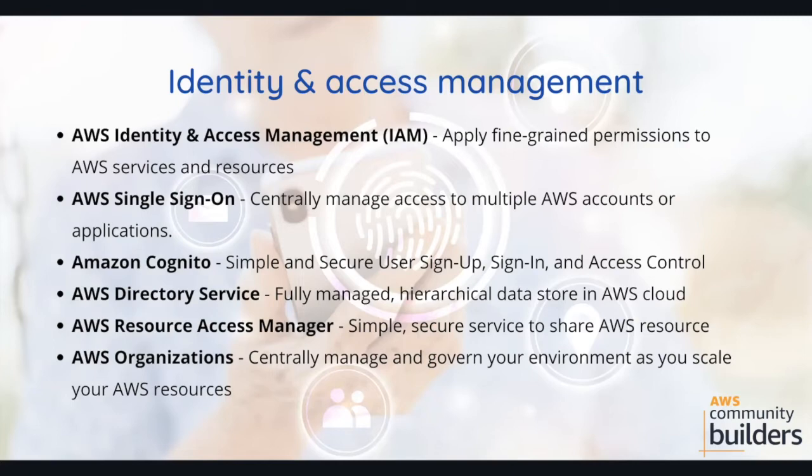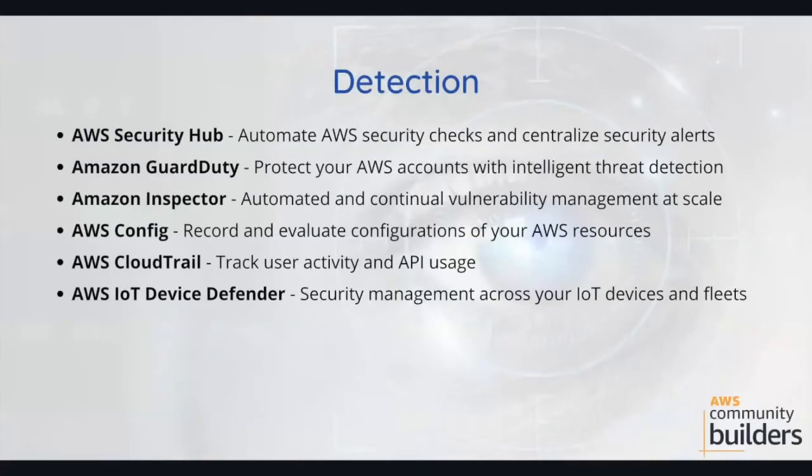I'll move to the next slide. Next is the detections. Okay, so as I mentioned, prevention is the one part. Of course, detection is also one of the major parts of any security threat handling, right? So AWS provides various options for the detection part.